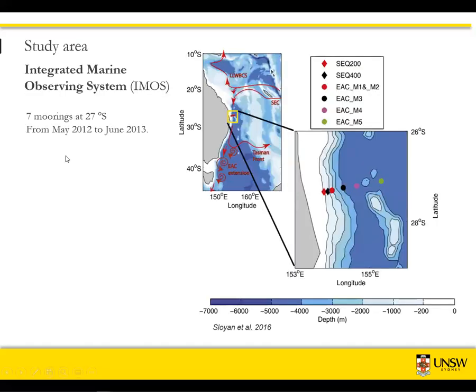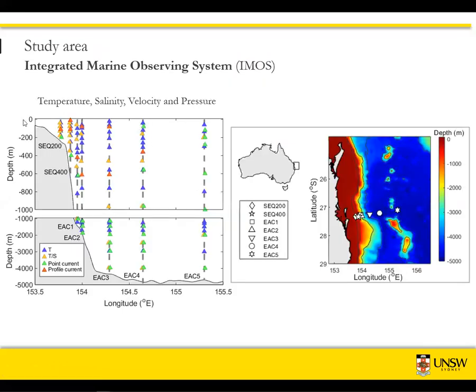So basically, to characterize the internal tide, we use 7 moorings deployed off Brisbane from May 2012 to June 2013. The moorings were deployed from the edge of the continental shelf to more than 4,000 meters depth. And we use sensors of temperature, salinity, velocity, and pressure to analyze the internal tide. And this is the location of the moorings.